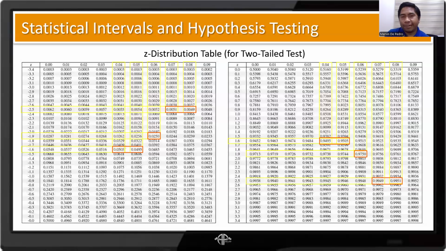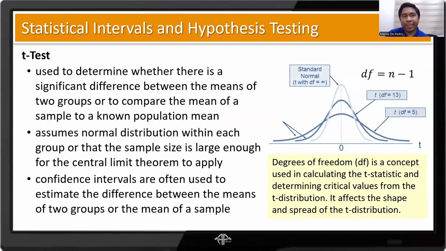Now, for the t-test, by the way, we can skip that part because we have the discussion on our sample problems in our handout and in our face-to-face class. You can see our sample problems in our handout. In the meantime, let's try to understand what a t-test is. It is used to determine whether there is a significant difference between the means of two groups or to compare the mean of a sample to a known population mean.